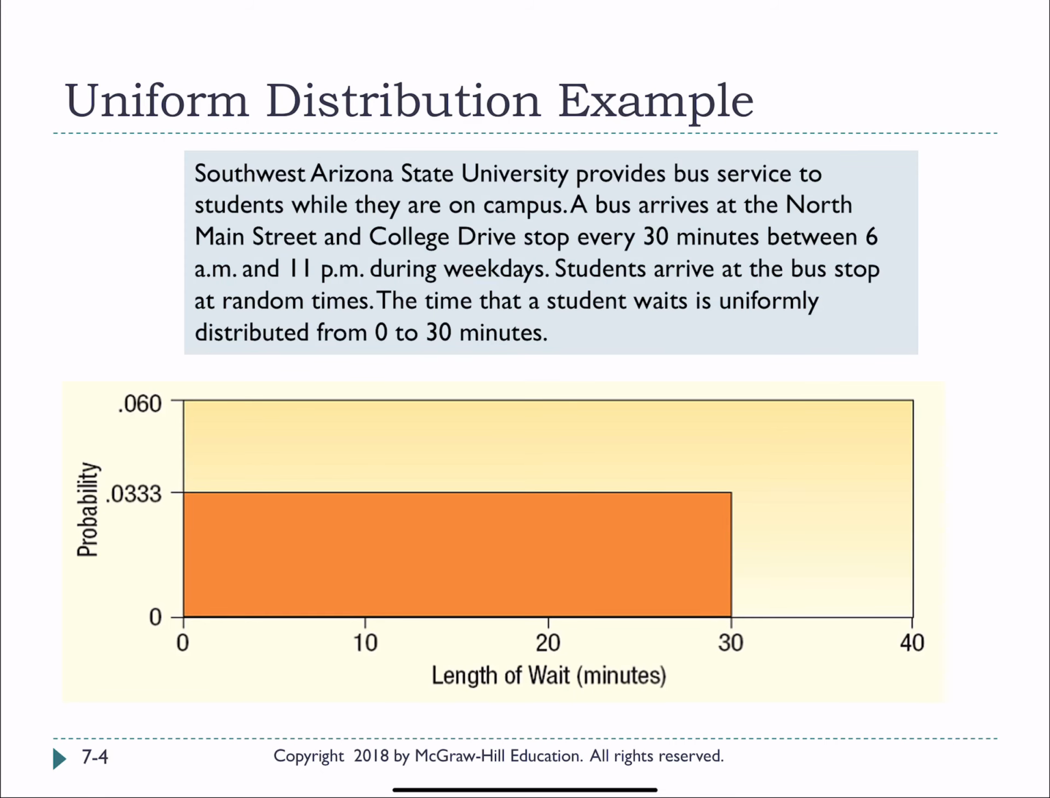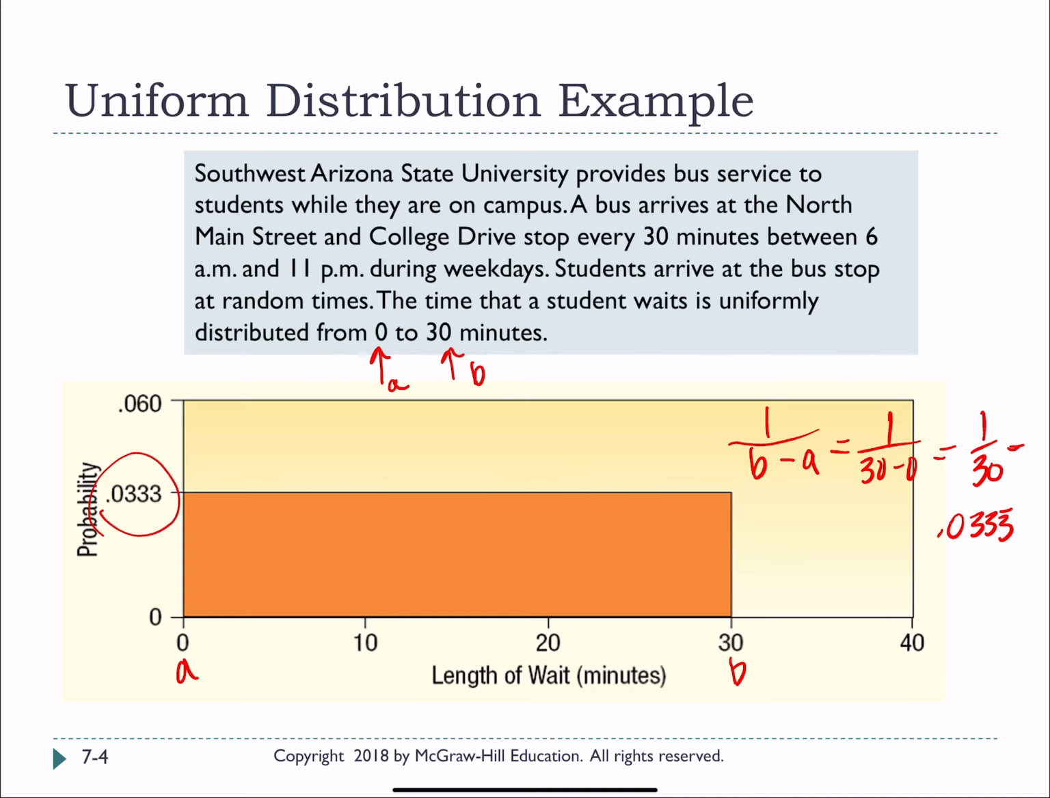So here's our first example. Southwest Arizona State has a bus service, and we want to know how long we're going to have to wait. If the bus is there when you arrive, then your wait would be 0 minutes. So that's our minimum, or our A value. And the maximum time that our students would have to wait if they just missed the bus would be 30 minutes. For our height, you see here it says 0.0333, and that is because it's 1 over B minus A. So we have 1 over 30 minus 0, or 1/30, which is equal to 0.0333, and so on. That's the height of it.